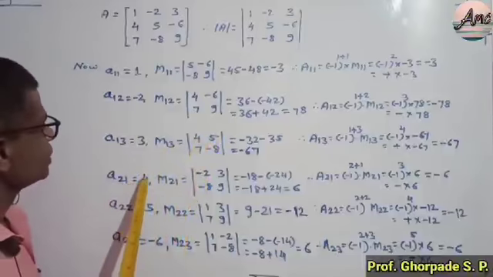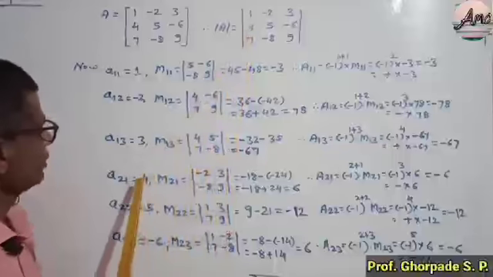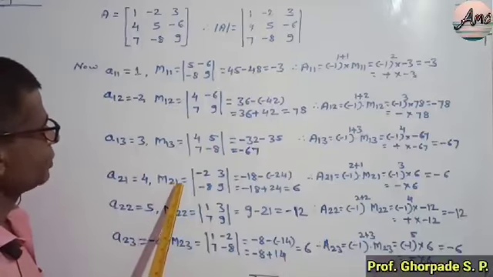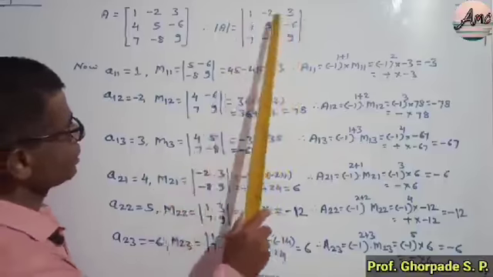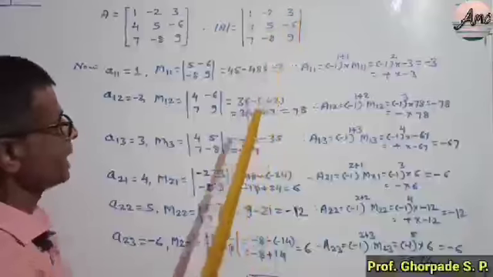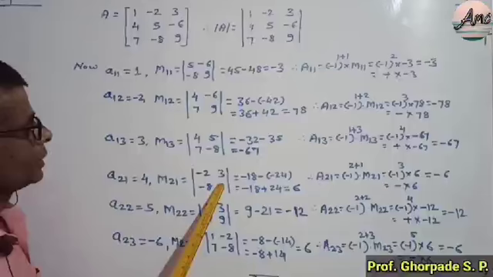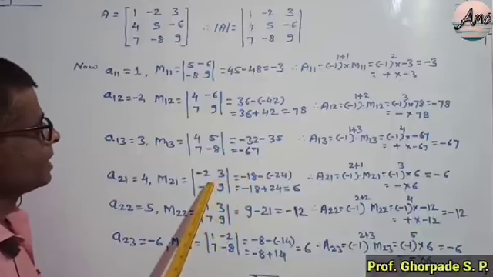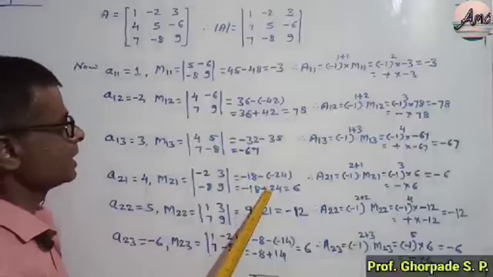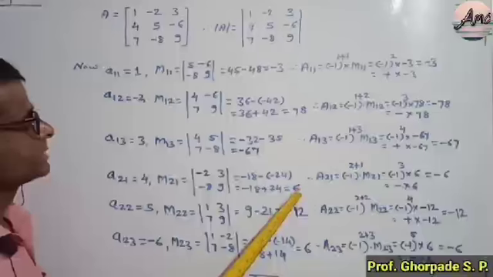Next, A21. Second row, first column is 4. So the minor of 4 is M21, which is obtained by deleting second row, first column. If you delete second row, first column, you will get minus 2, 3, minus 8, 9, whose value is minus 2 into 9, minus 18, minus 8 into 3 is minus 24. So minus 18, minus of minus 24 is plus 24. Minus 18 plus 24 is 6. 6 is the minor.